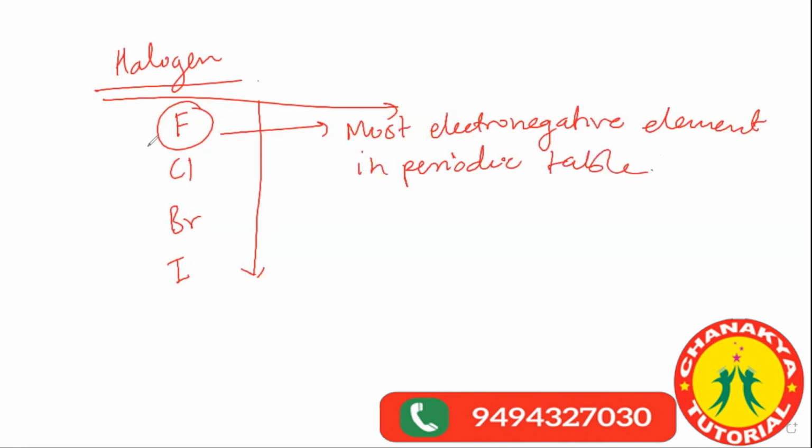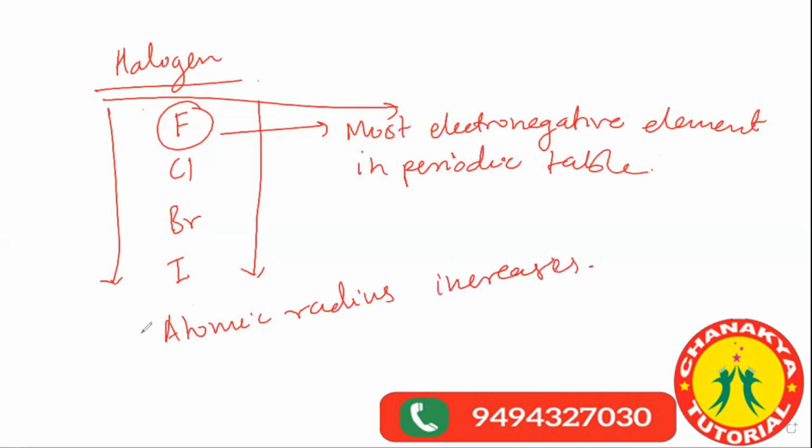Now, when we move top to bottom in a group, the atomic radius increases. These are all things you have learned in your grade 11th, I guess, isn't it? So fluorine is the smallest in size and iodine is the largest in size. Correct? Yes or no?